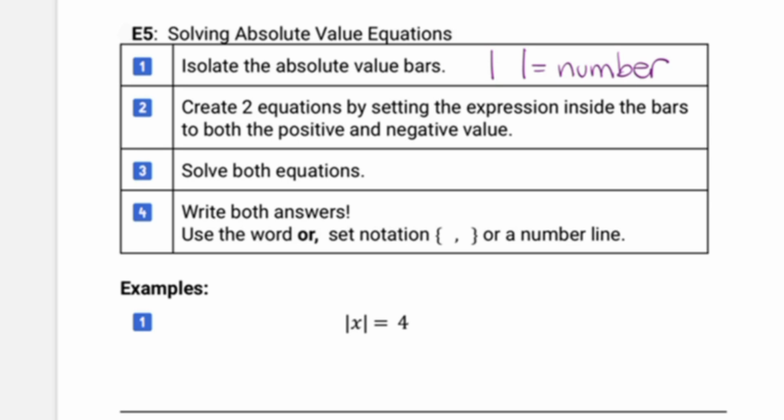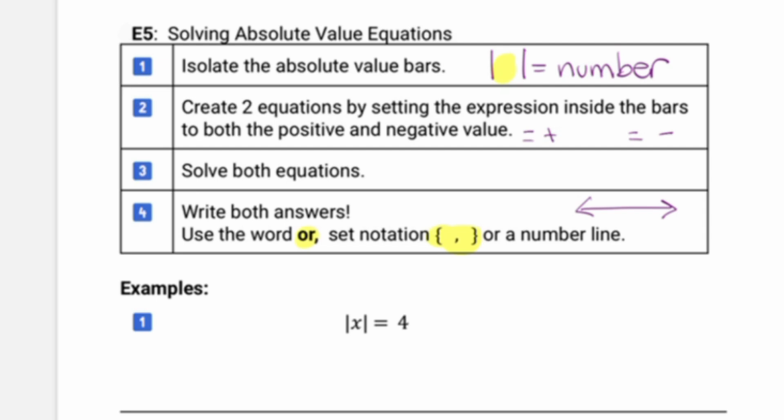The new part about this is step 2. You are going to create 2 equations by setting the expression inside the bars equal to both the positive and the negative number. So you're going to have it equal to a positive and it equal to a negative. Step 3 is to solve both equations, and then you're going to write both answers. You can use the word or, set notation, or a number line, whatever's easiest for you.